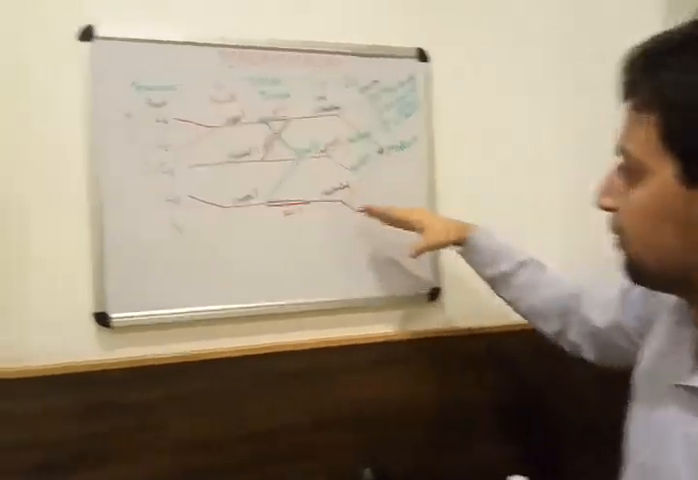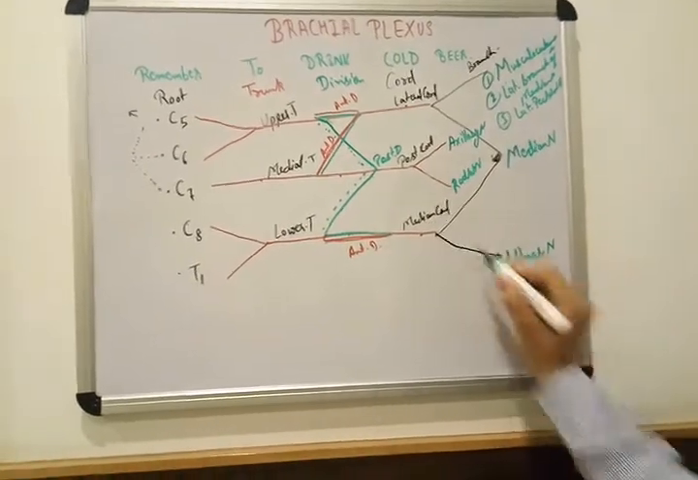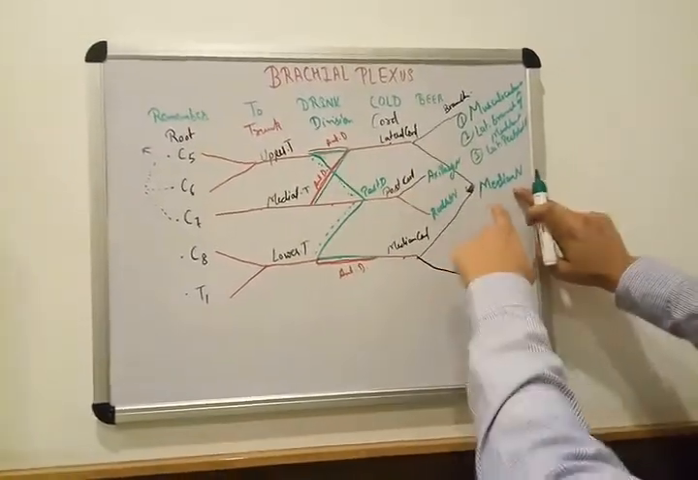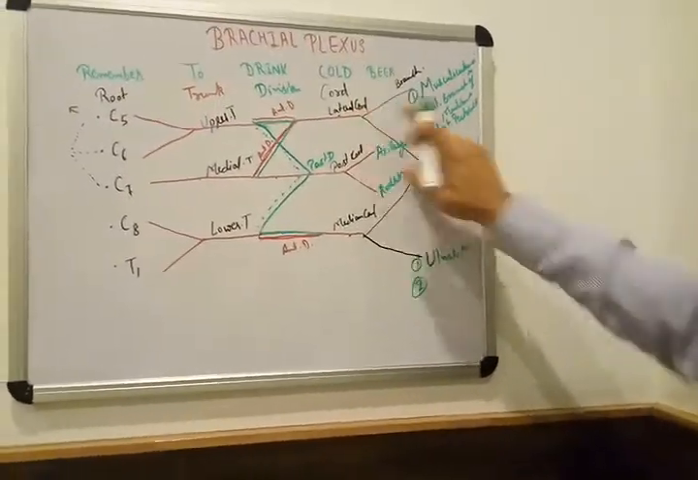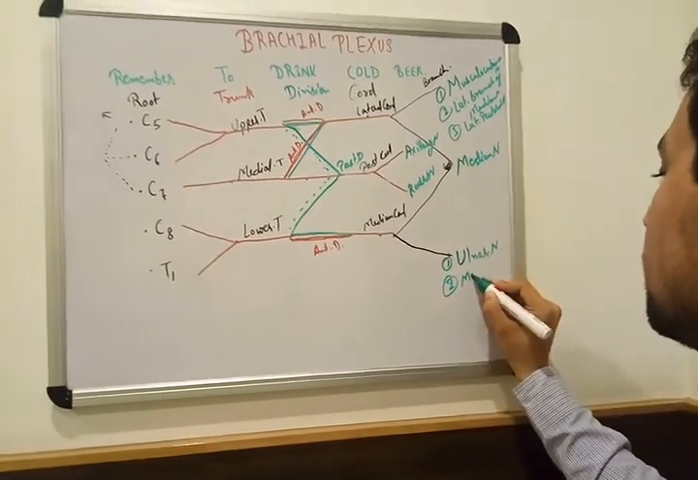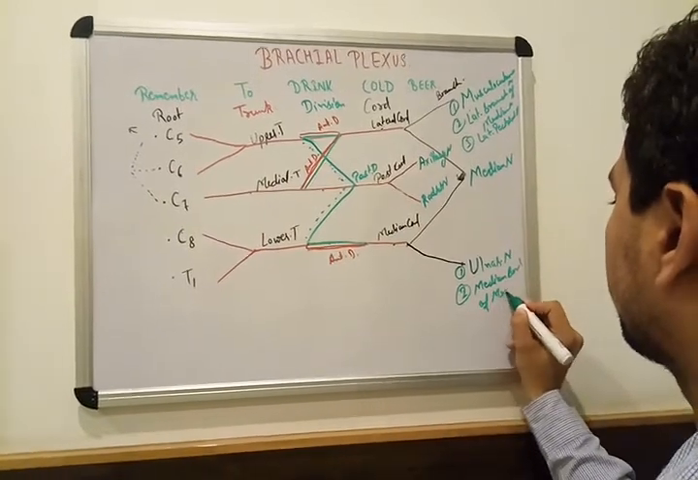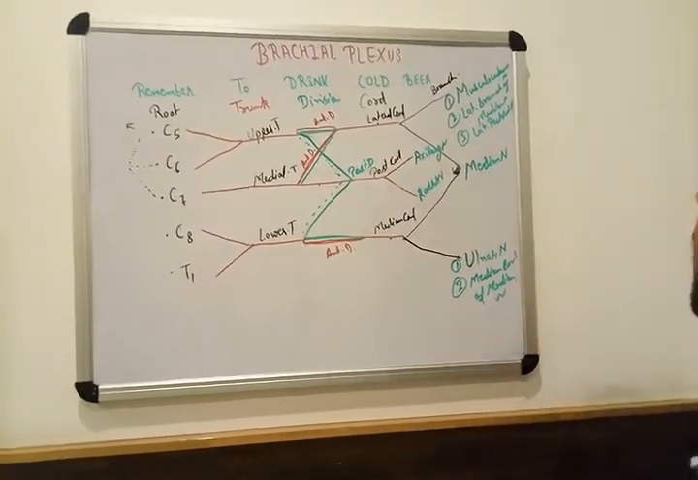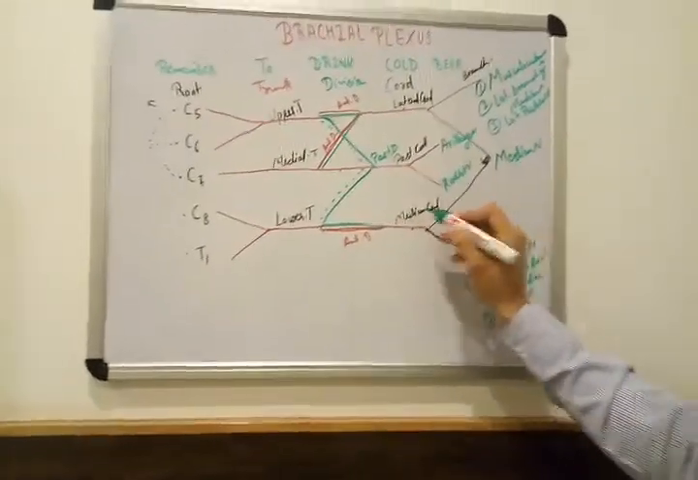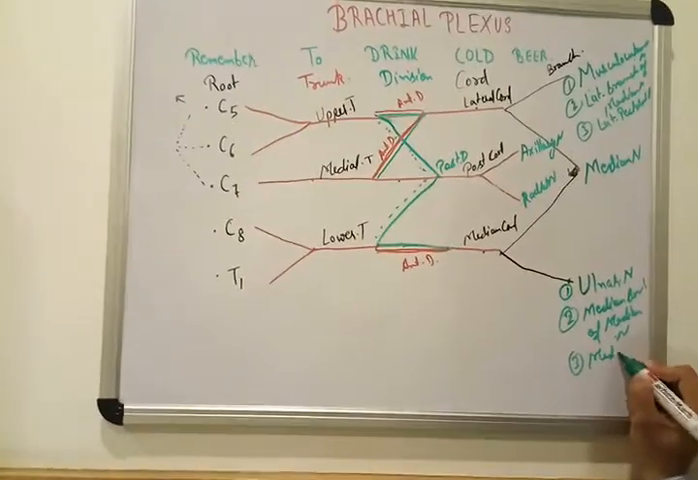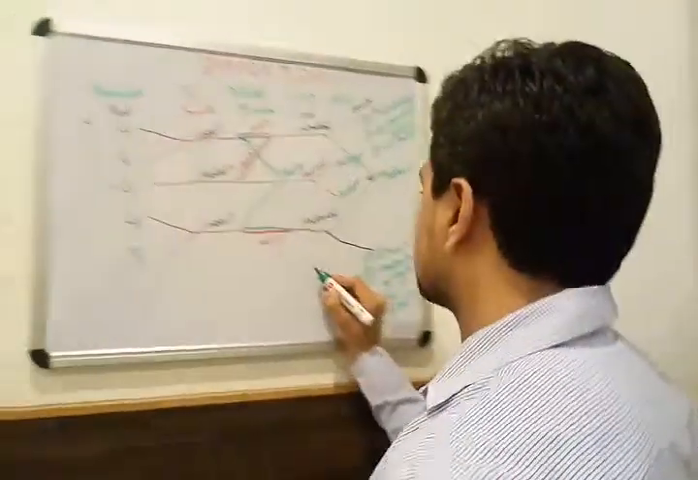Now I'm going to jump directly to the medial cord because it's very simple. Ulnar nerve, okay, first one ulnar nerve, medial cord supply. And second one, I already told, median nerve, medial cord supply. Here lateral branch of median nerve is from the lateral cord, and here is the medial cord, so medial branch of median nerve. And another one: here it's the lateral cord, so lateral pectoral nerve. Here it's the medial cord, so medial pectoral nerve supply.